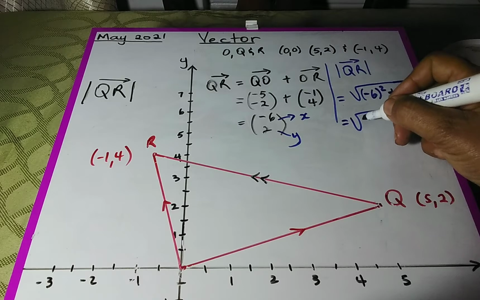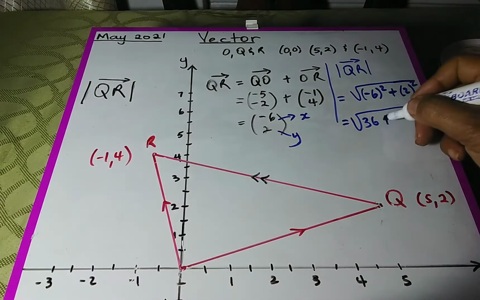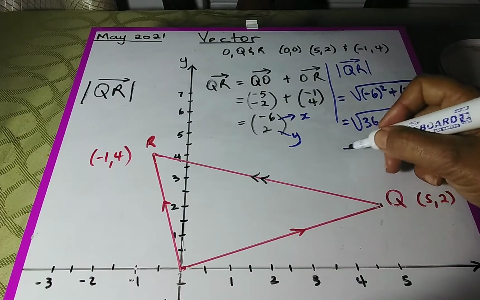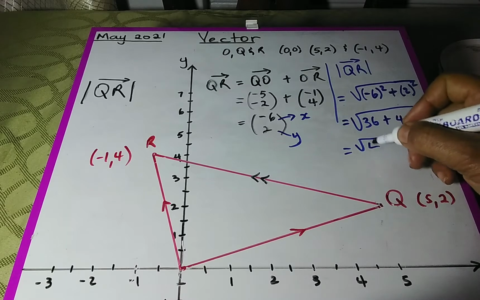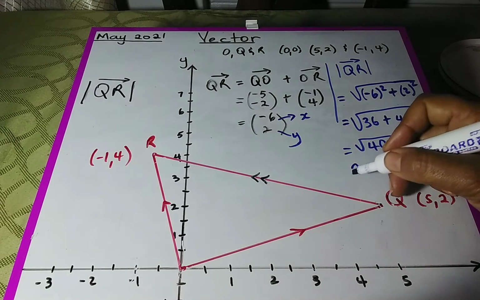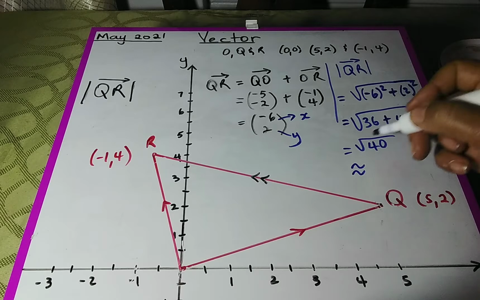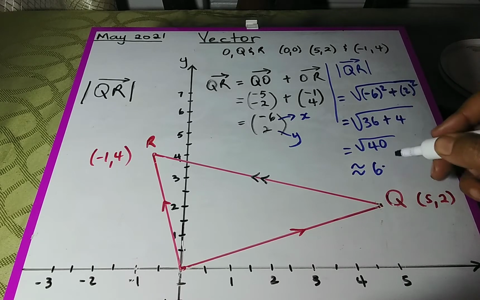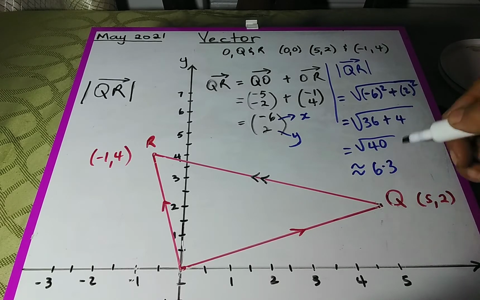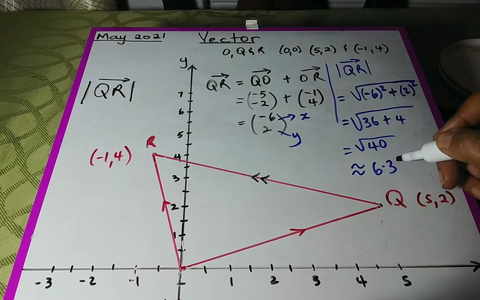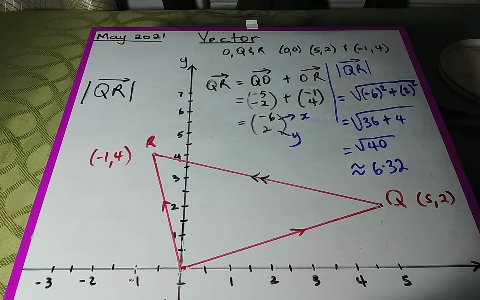And so negative 6 times negative 6 gives us 36. 2 times 2 is 4. So we're going to find the square root of 40. And if you check it in your calculator, you'll get 6.3 or 32. And that's the answer.